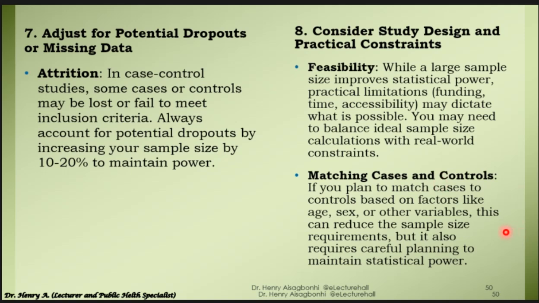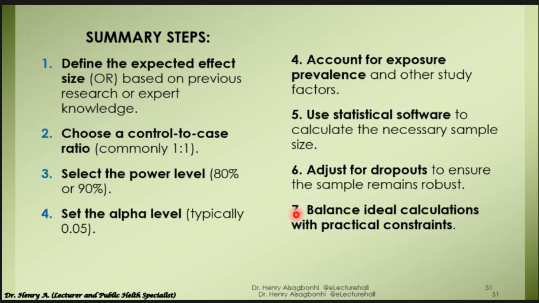Now for matching cases and controls, if you plan to match cases to controls based on factors like age, sex, or other variables, this can reduce the sample size requirement, but it also requires careful planning to maintain statistical power. Yes, it requires good planning to maintain statistical power. So with the process of your research, you are careful to check your requirements and plan properly before you commence, so that you can have the right sample size needed and you don't get stranded in the middle of the research.